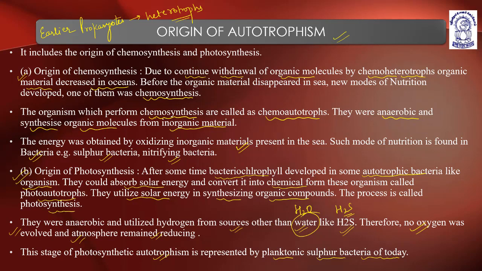Then the origin of photoautotrophism, or photosynthesis, came into existence because of the formation of bacteriochlorophyll. It developed in some autotrophic bacteria-like organisms; they could absorb solar energy and convert it into chemical form. These organisms are called photoautotrophs. As you can see, no water was utilized, only H2S. That is why there was no free oxygen in the atmosphere. The atmosphere was reducing. Now coming to the next slide.